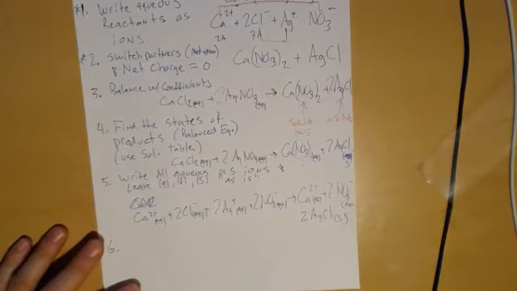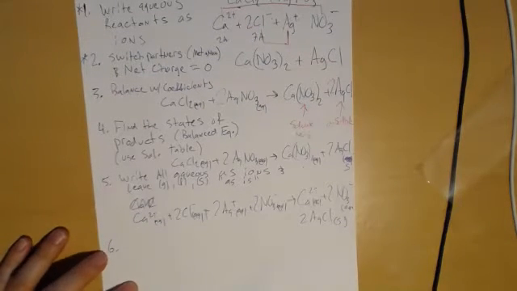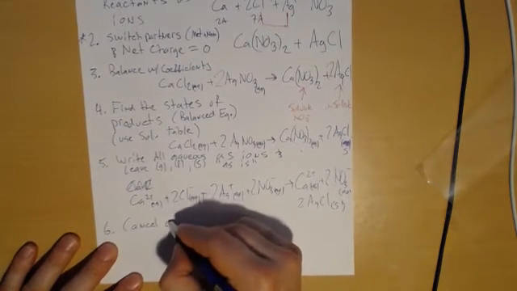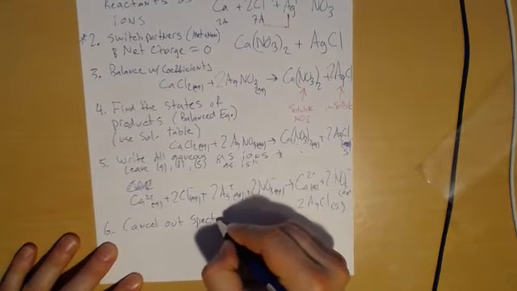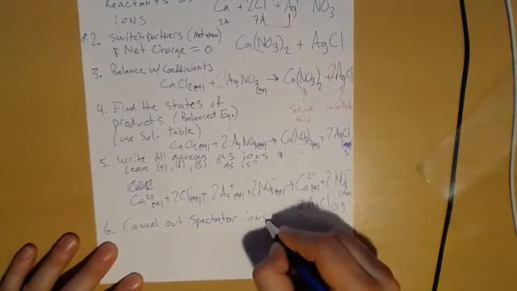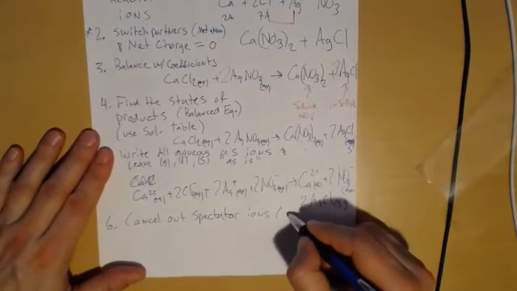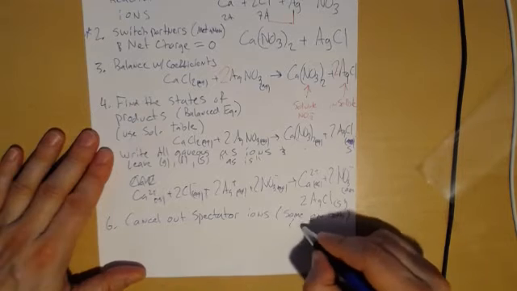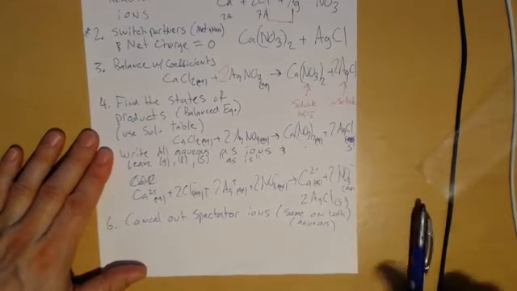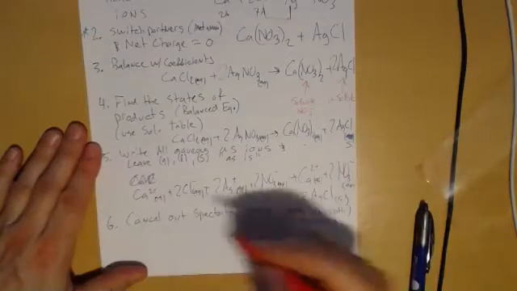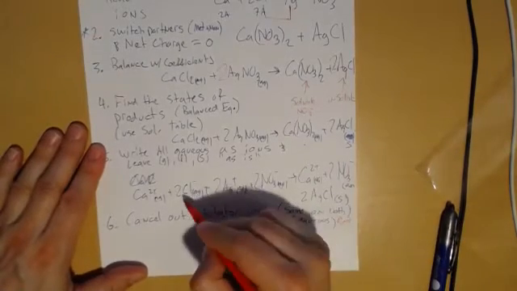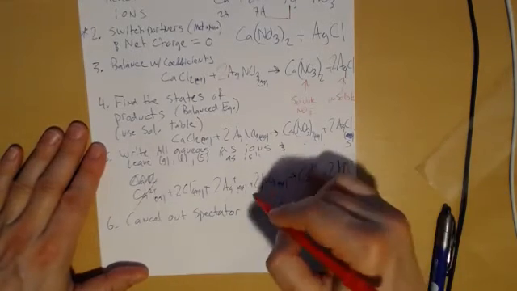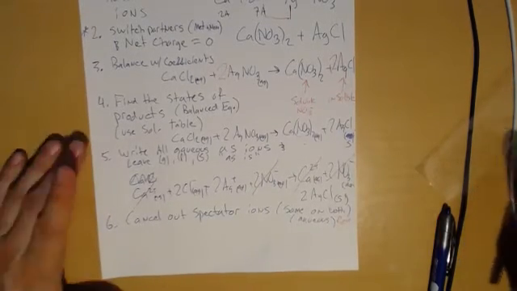Okay, so step 6 is cancel out spectator ions. In this case, these are what are the same on both sides, meaning probably aqueous. So let's do this in red. It looks to me like calcium was aqueous and the 2 nitrates, they were just floating around. They didn't form the solid.